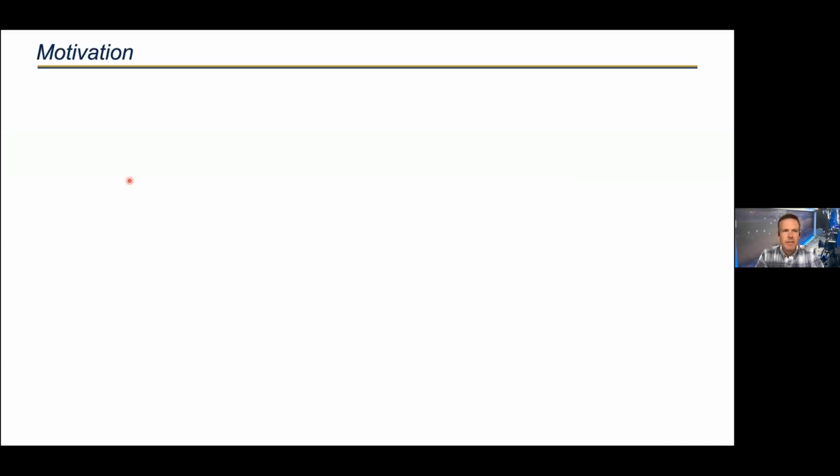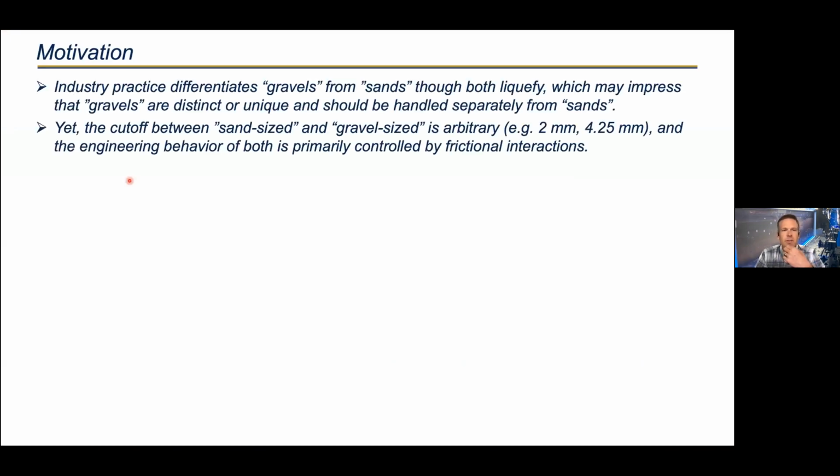So more specifically, what is our motivation and what are we interested in? In industry, we differentiate gravels from sands, even though both liquefy, which may impress upon us that gravels are distinct and unique and should be handled differently in some ways. Yet it turns out that the cutoff between sand size and gravel size is arbitrary and varies around the world. And more fundamentally, both of these smaller and larger size particles are controlled by frictional interactions between the particles themselves.